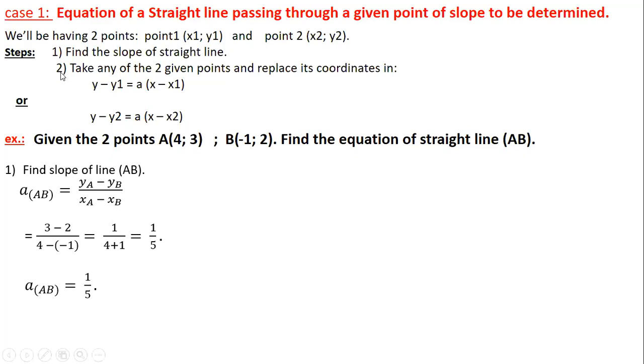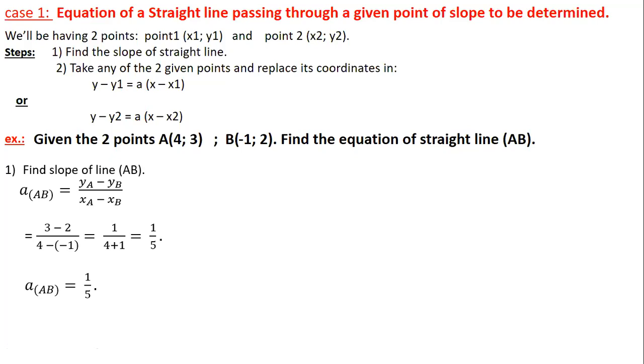Let's read step number 2. Now, we take any of the two given points and replace its coordinates in y minus y1 equals slope times x minus x1, or if I take the second point, I will write y minus y2 equals slope times x minus x2. Here I am writing the equation of a straight line AB, right?